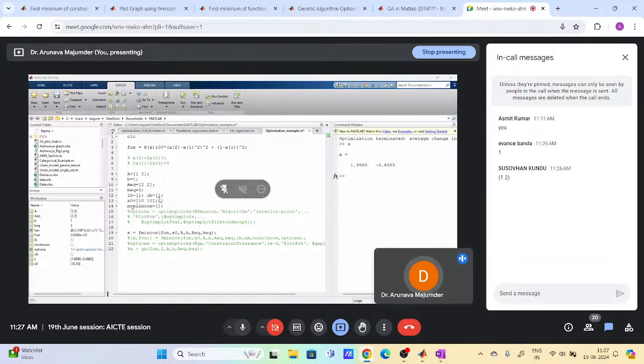x0 is 10, 10. x0 means the initialization, which is required. There is no nonlinear constraint, so I just put a blank matrix. If something is missing, you need to write a blank matrix here.